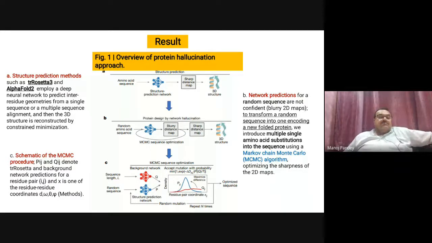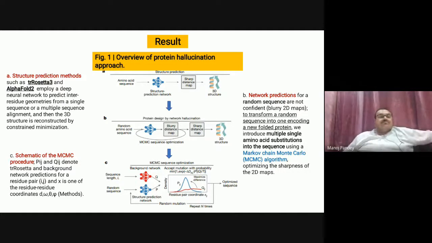Figure 2 represents network predictions for randomly sequenced proteins, which are not confined to blurry 2D images. Here, multiple amino acid substitutions are made in the sequence using a Markov chain Monte Carlo algorithm, optimizing the sharpness of 2D maps. The Monte Carlo algorithm is widely used in protein structure calculation. It helps us to explore conformations efficiently. It helps us to search for the minimum of a complicated function.